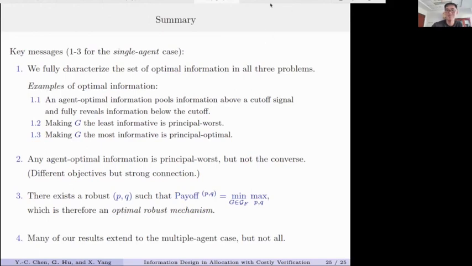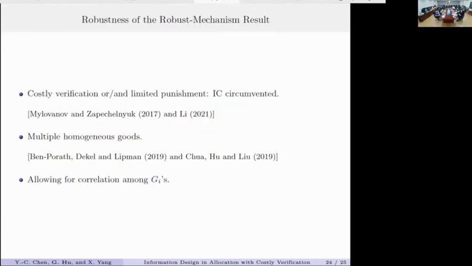Any questions? So in the last slide you said that you allow for correlations between the signals. So in the current setting, the signals are independent, right?